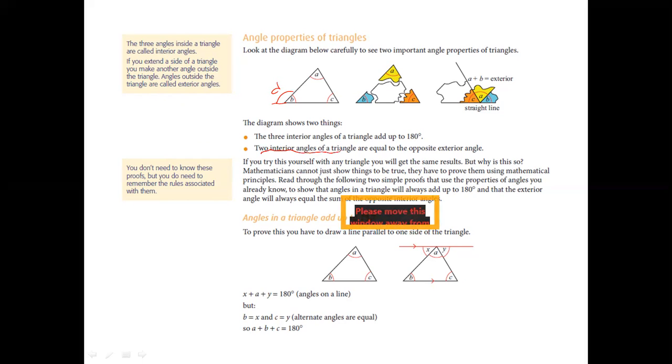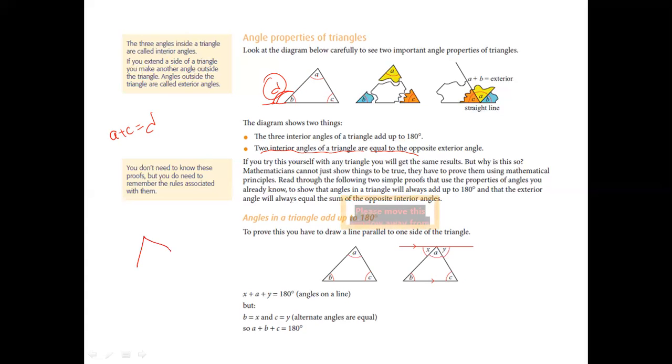And what is the information here? Definition: two interior angles of a triangle are equal to the opposite exterior angle. So the opposite angles of D are A and C. So A plus C is equal to D, the exterior angle of B. So let's try it.